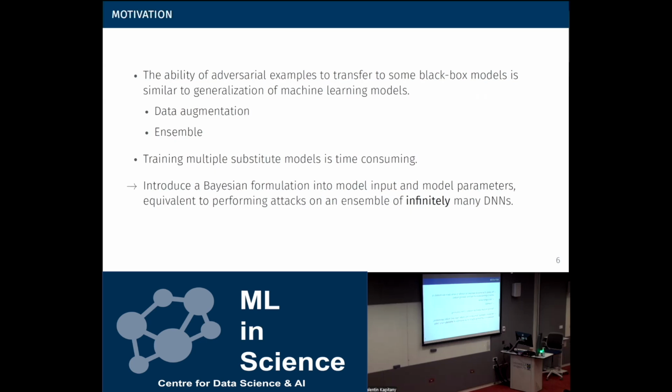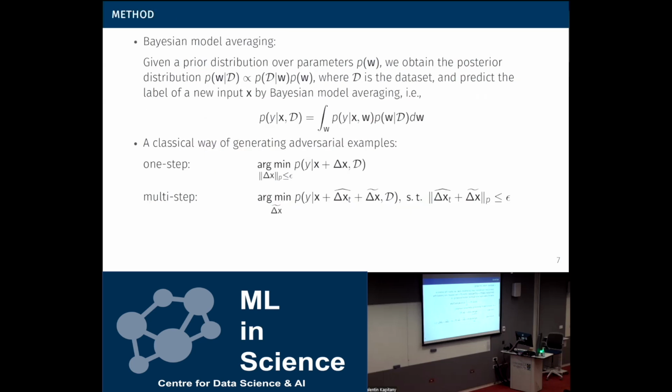So in our work, we introduce a Bayesian formulation. By doing so, we can think as if we draw a random sample from this Bayesian distribution, which is equivalent to an attack ensemble of infinitely many deep neural networks. Forgive me, there is a bit of math in this slide, so I'll just jump into the details.